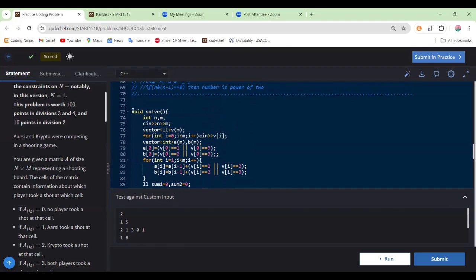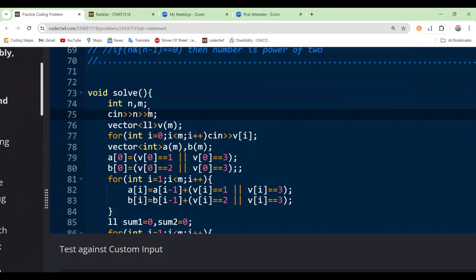So what I did, I took the inputs of n and m, though in the back of my mind I know that this value of n is 1. But since in the question they told to take the input, I took the input and then constructed only a 1D vector of size m, because I know that I only have a single row. Then I constructed two prefix vectors, one for Archie, that is A, and one for crypto. The size of these vectors will be M. Now what will be A of 0? A of 0 will be 1 if either V of 0 is 1 or 3. Similarly, B of 0 will be 1 if either V of 0 is 2 or 3.